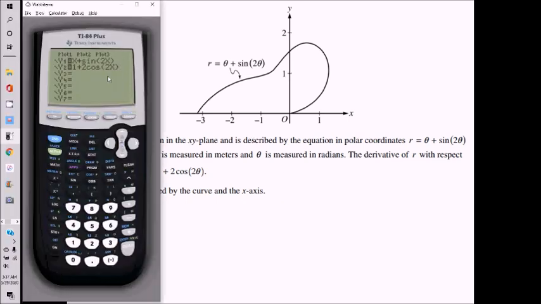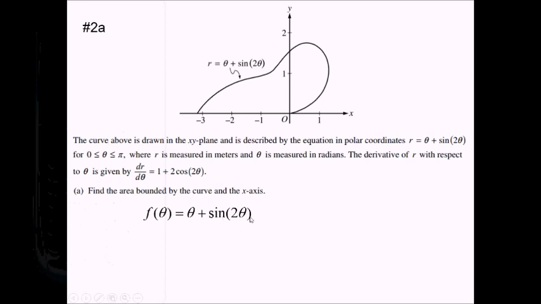Specifically, in my y equals, in y1, I've entered this original R function, which I'm actually going to call f, just because R seems kind of generic. It's kind of like saying y equals something. So when I'm talking about f of theta, I'm talking about this R function specifically. And in my y2, I also entered dr over d theta, this function here, which I'm going to refer to for most of this problem as f prime of theta. Again, just so I'm being as specific as possible, and now I can use the names of these functions without worrying about people not knowing what I'm talking about.